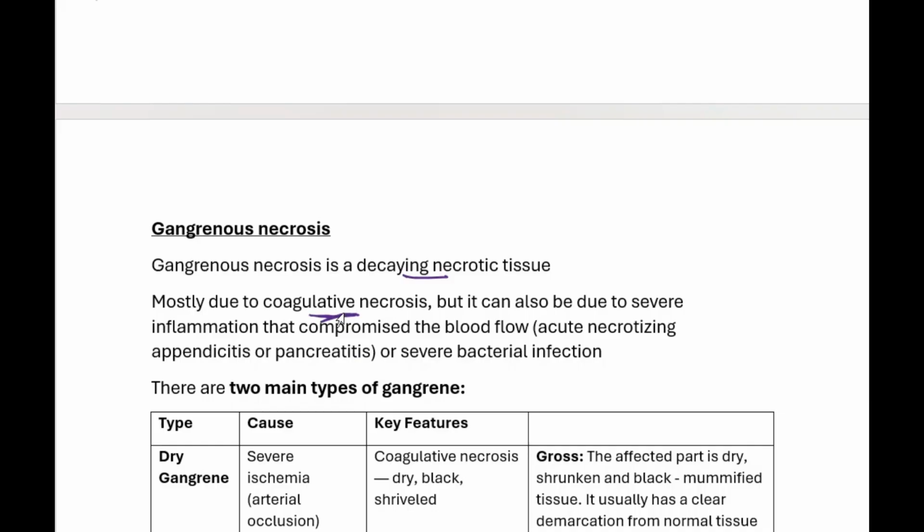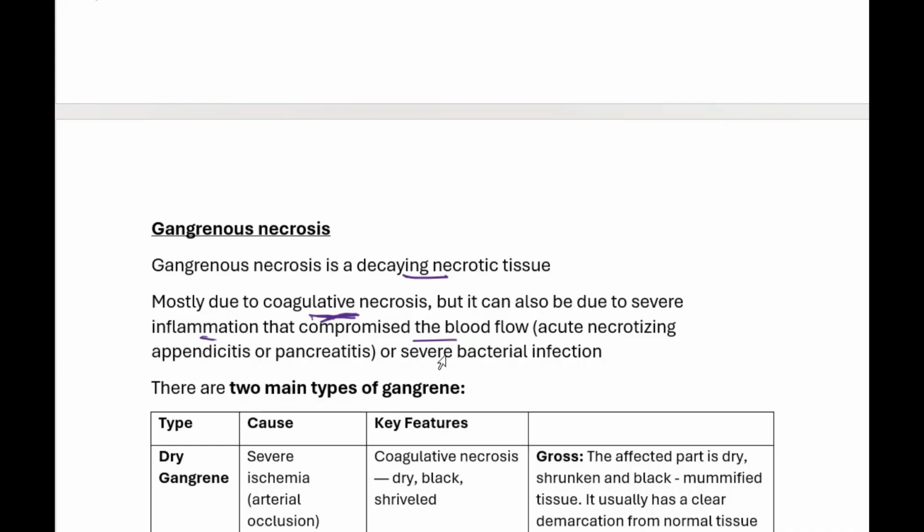But remember the exception. In the brain, when the blood supply is compromised, we're going to have liquefactive necrosis. So gangrenous necrosis is mostly due to coagulative necrosis, but it can also be due to severe inflammation that could compromise the blood flow, or severe bacterial infection. If somebody has severe inflammation, like acute pancreatitis or appendicitis, whereby the tissues are very swollen and edematous, that could compromise the blood supply, and that will also lead to what?